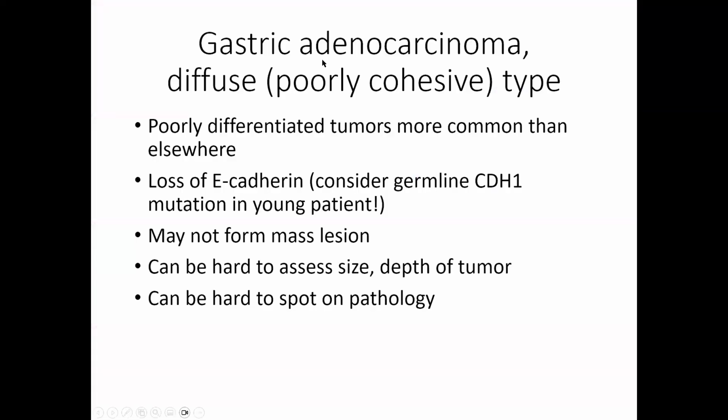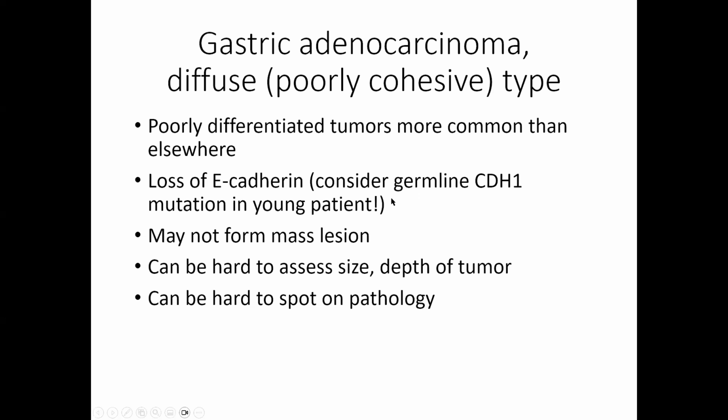So this is a poorly cohesive, diffuse type gastric adenocarcinoma. Again, these can occur anywhere in the GI tract, but they're more common in the stomach, and that's where they're really well known. One of the underlying molecular defects in these tumors is loss of E-cadherin, which is a cell-to-cell adhesion molecule, which normally causes these epithelial cells to stick together and do things like form glands. In this case, that's no longer present, and so the cells don't stick together anymore.